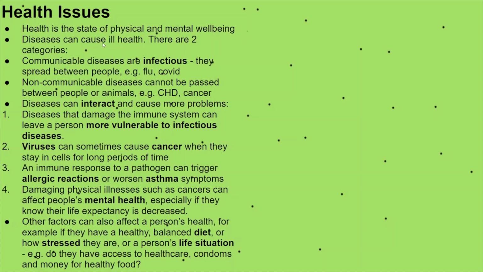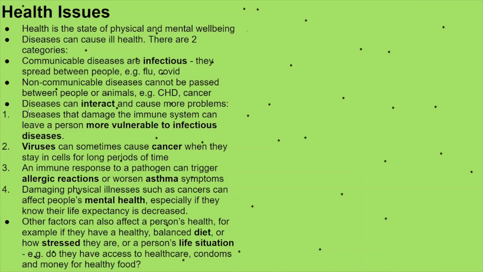Diseases can cause ill health, obviously. There's two categories of diseases. In the next video, we're going to look in focus at communicable diseases. They are the infectious diseases that spread between people, like the flu, COVID, etc. Non-communicable diseases, for example, cardiovascular disease, coronary heart disease, they cannot be passed between people or animals, like cancer, again. And we're going to have a closer look at these now.